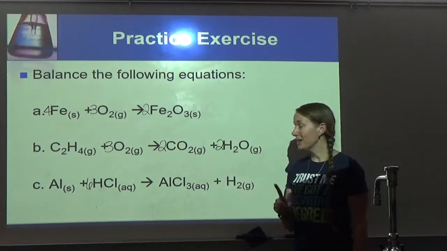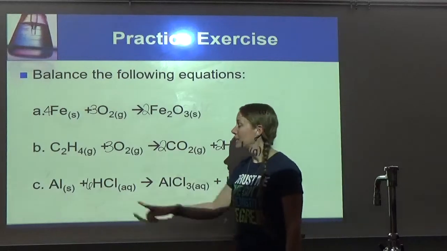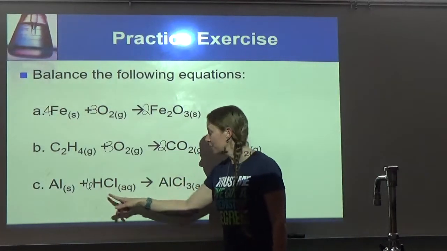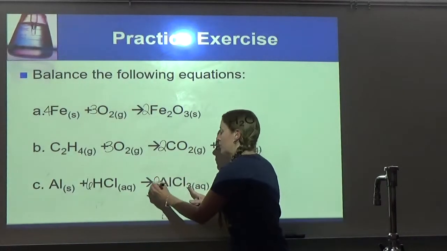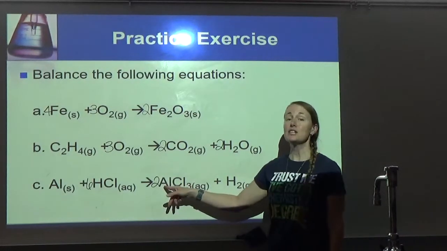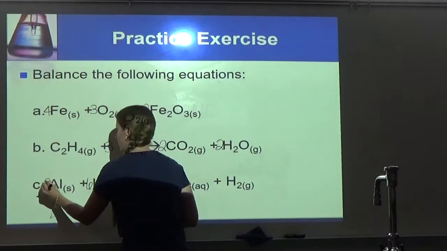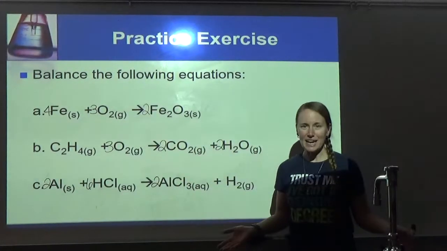But before I do anything else, I have now messed up Cl. So let me go back and fix Cl. So now I have 6 Cl. Here I have 3. So I'm going to put a 2. But before I look at hydrogen, I have messed up aluminum. I now have 2 aluminum. So I'll put a 2 here. Now we can go back to hydrogen.